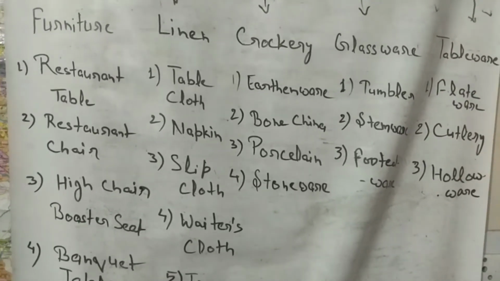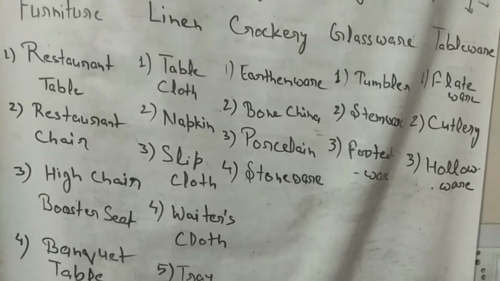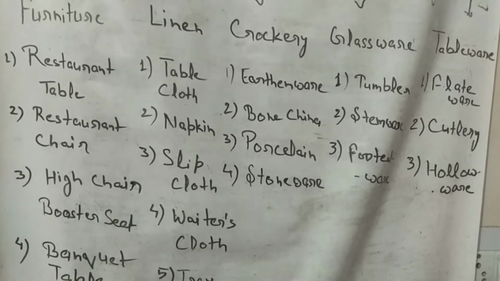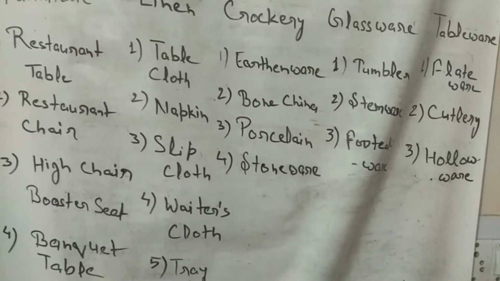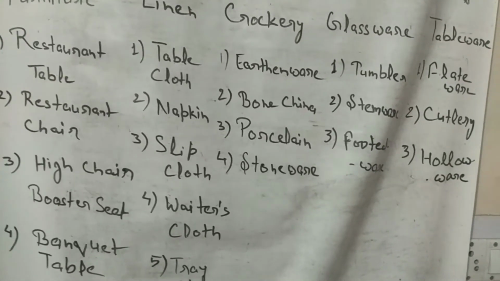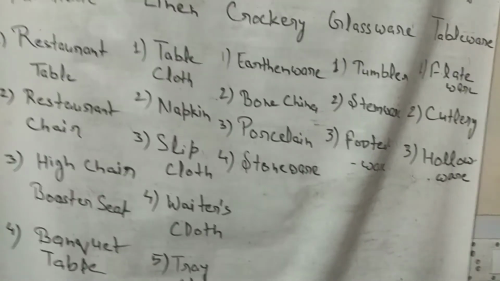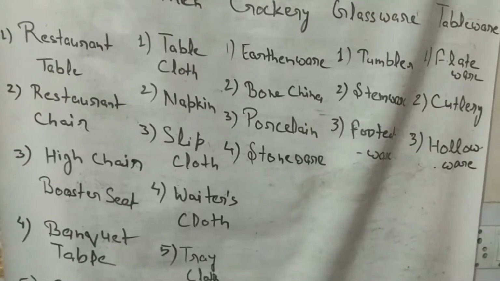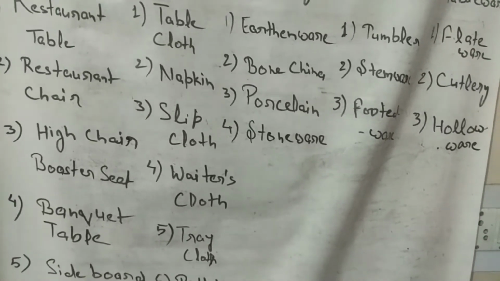Napkin. Napkins are available in many attractive colors. The colors chosen should be in contrast to the tablecloth and should blend with the overall color scheme. There are two standard sizes of napkin. First one is 18 inches by 18 inches for lunch. It may be used in dinner too. Another one is 20 inches by 20 inches. Now the next one is slip cloth.